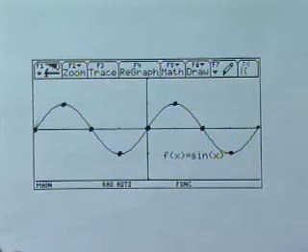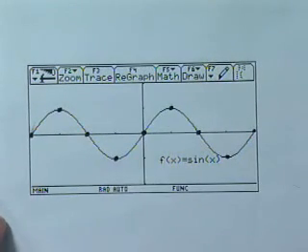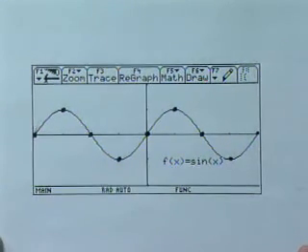This is one that you have to be able to graph. In your homework, you'll have to create your own table of values and graph it yourself. But this is one that you have to memorize for this course.